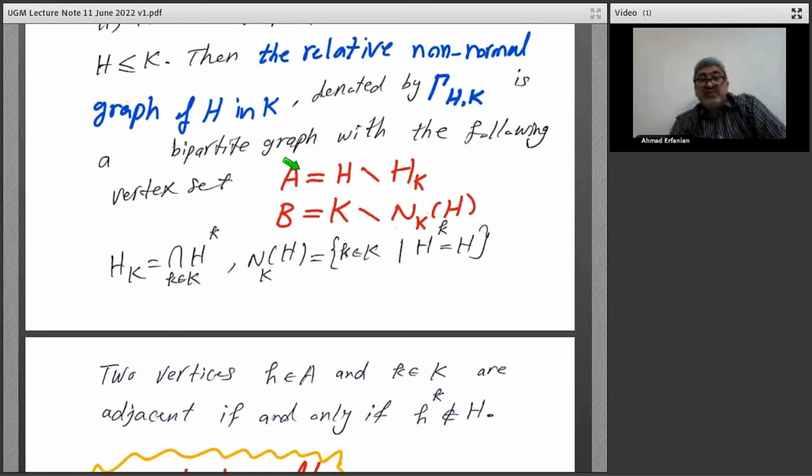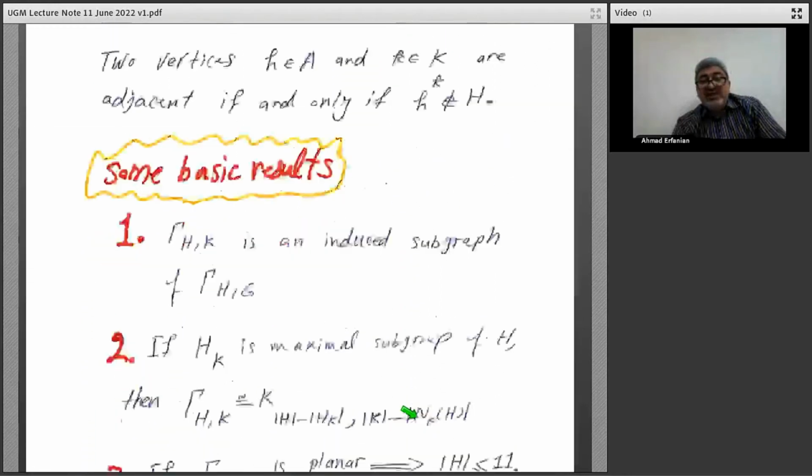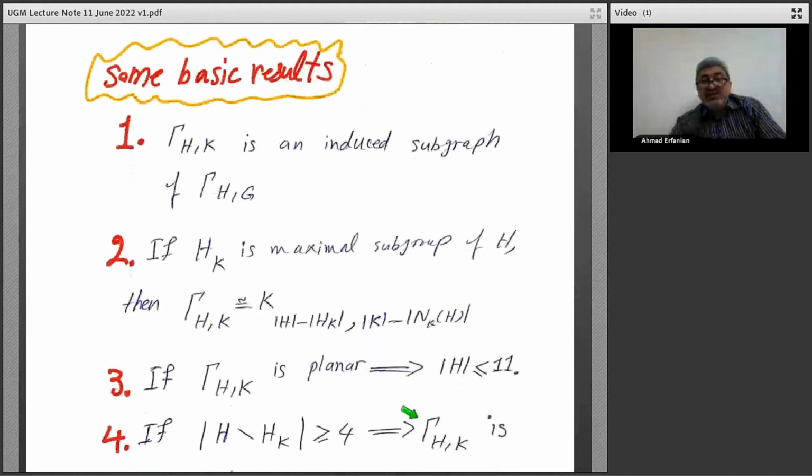The relative non-normal graph is the same as the non-normal graph, but in terms of H, so it's a bipartite graph. This subset A is H minus the core of H in K, and B is K minus the normalizer of H in K, right? And two vertices h in A and k in B are adjacent if and only if h to the k is not equal to h.